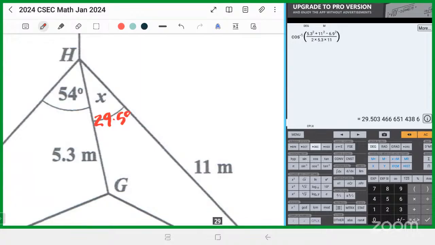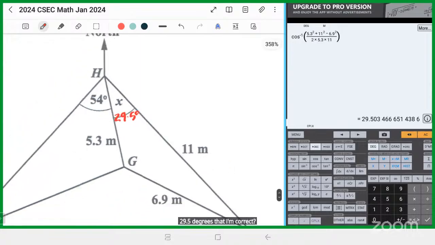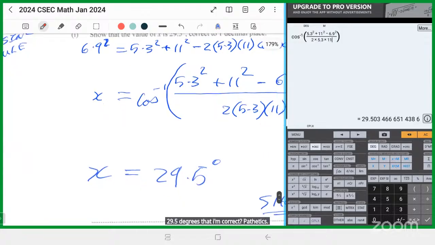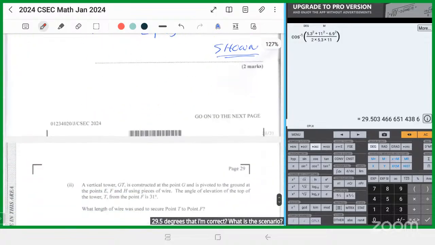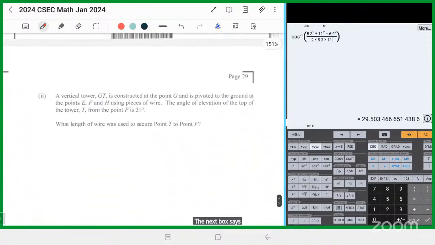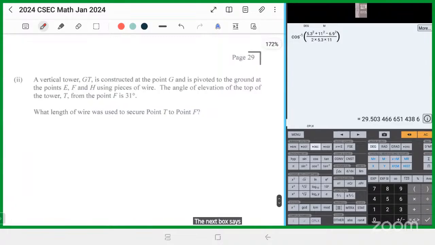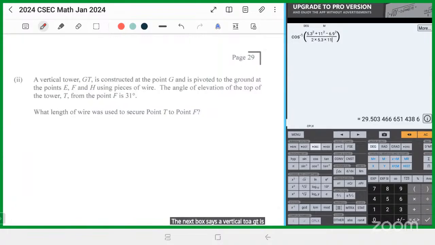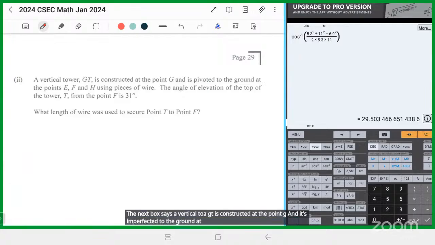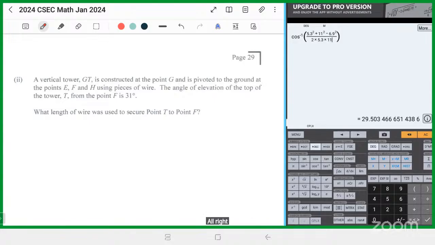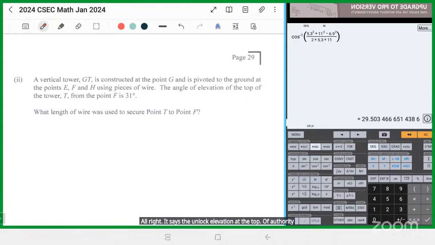29.5 degrees. That angle, right? That's the x. All right, what does this say now? The next part says, a vertical tower GT is constructed at the point G and is pivoted to the ground at the points E, F, and H using pieces of wire. It says the angle of elevation of the top of the tower T from F is 31 degrees.